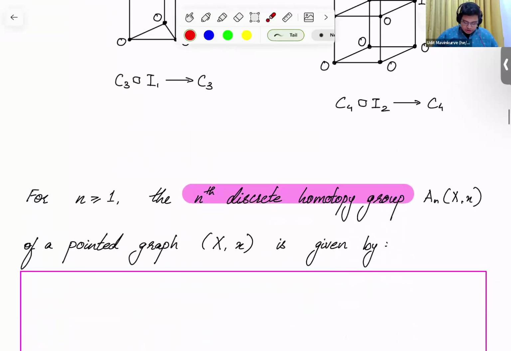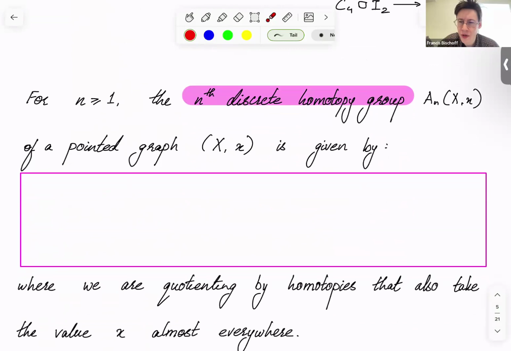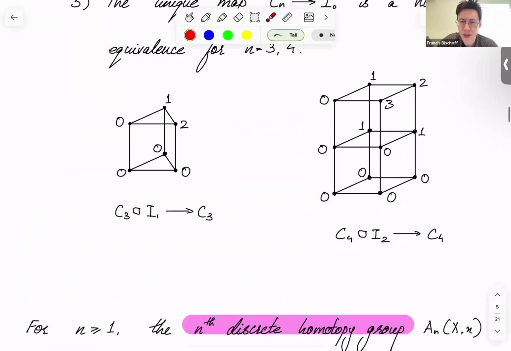So to prove that, we need the notion of the discrete homotopy groups. So what goes wrong with the argument above if you try to do the same?